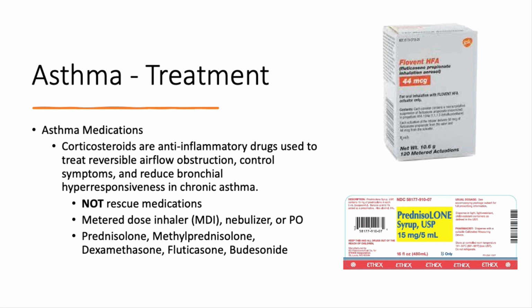Corticosteroids are also important because of the inflammation that we talked about in the last video. While these are not rescue medications, we use these in combination with albuterol or levoalbuterol to help control asthma exacerbations. A great example of oral steroids is prednisolone. A great example of inhaled or nebulized steroids would be Flovent or budesonide.